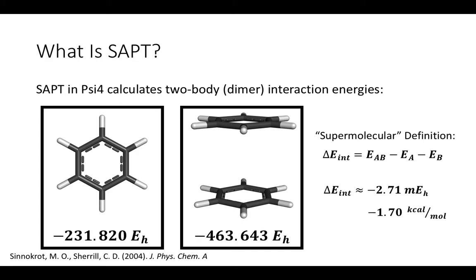From these two numbers, we can then work out an interaction energy as the dimer energy minus each of the monomer energies. This is what we call a supermolecular interaction energy, which you can get with any quantum chemistry method, but there are a couple downsides to this. Note that the actual monomer and dimer energies are on the order of hundreds of Hartrees, whereas the interaction energy is only a couple milli-Hartree. This means that to get an accurate interaction energy, you're going to heavily rely on error cancellation between the dimer and monomer energies, and this is something that SAPT avoids.